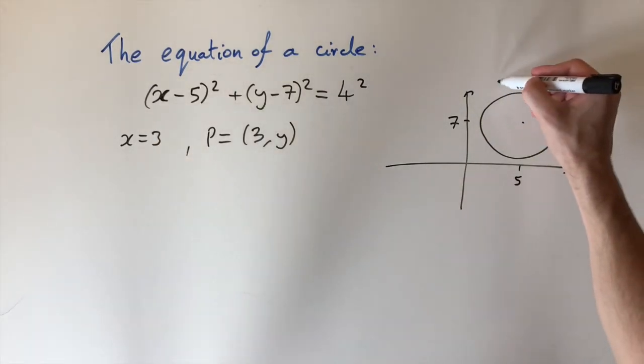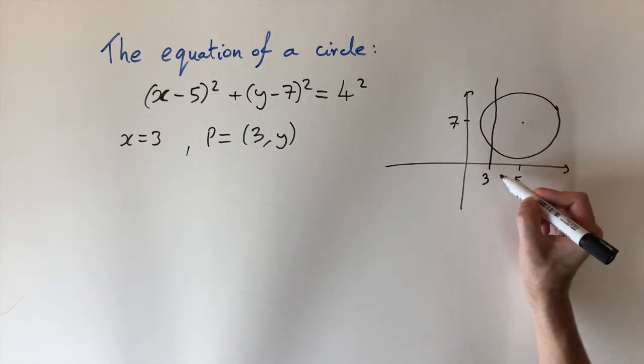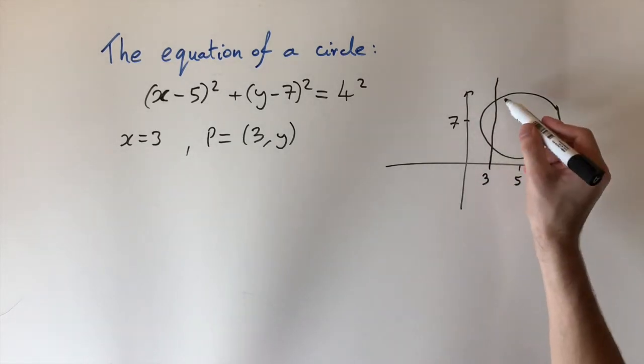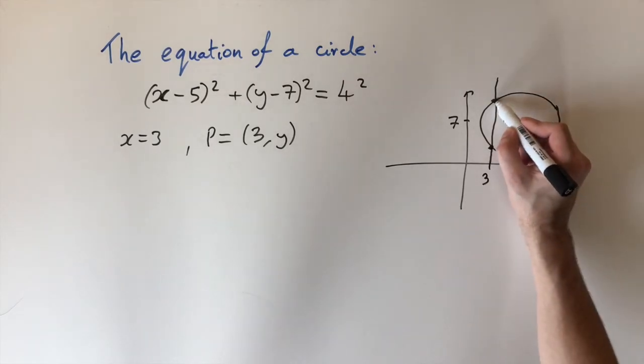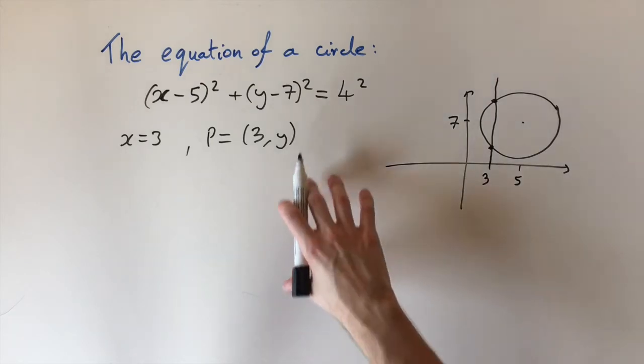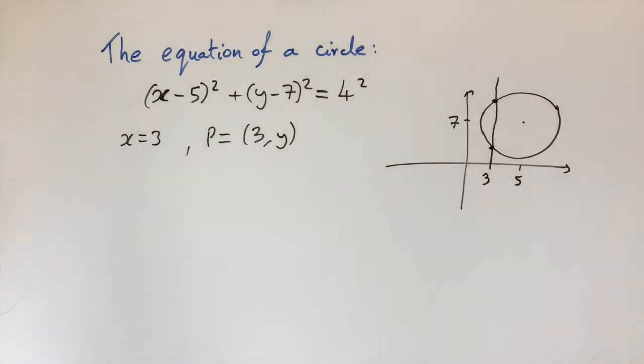So I can just sketch on the line x equals 3. It's going to look something like this. This is point 3. And then we see that this line has 2 points of intersection with this circle, here and here. So we would expect to see 2 solutions. If we plug in x equals 3, we'd expect to see 2 solutions to this equation. So let's do that and try and find out the possible values of y.